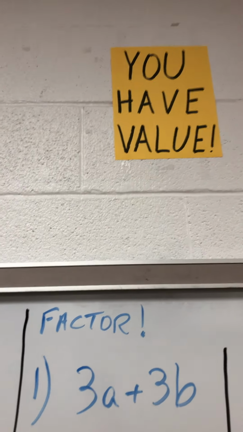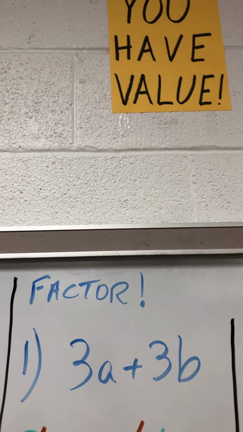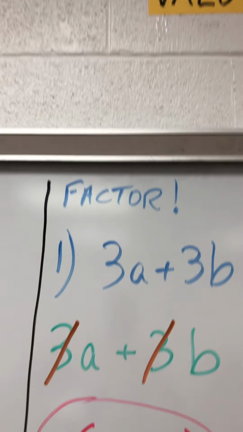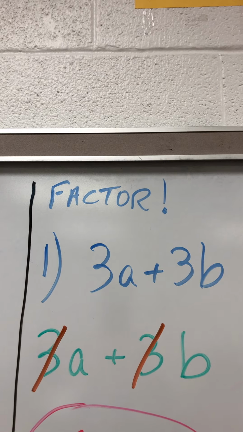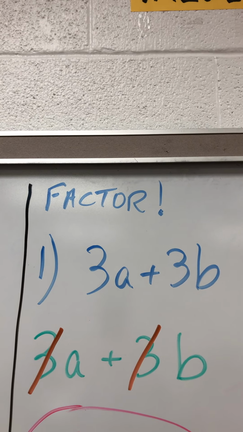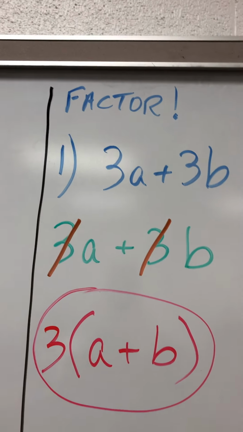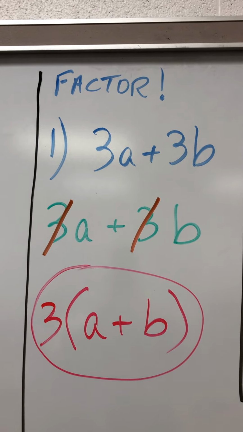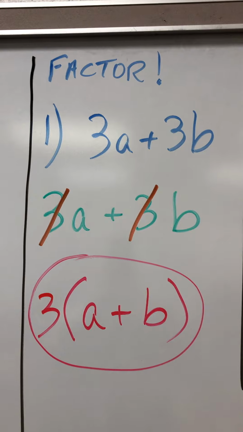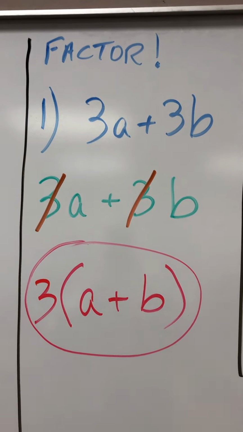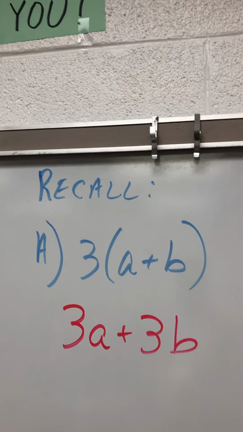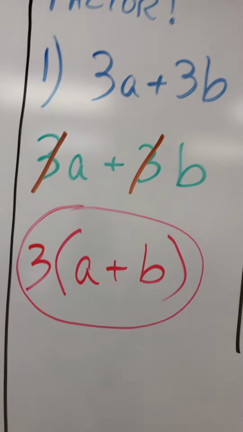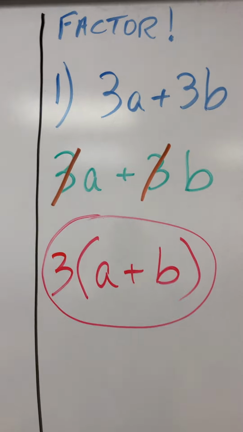Okay. So now we're going to take 3a plus 3b, and we're going to say, what's common to both terms? Well, there's a 3 common to both terms, so I cross it out. Cross out the 3, and I write down the 3. And in parentheses, what's not crossed out? A plus b, right? So in this problem, 3 times a plus b was the question. And this time it's the answer. Okay, we're going backwards.